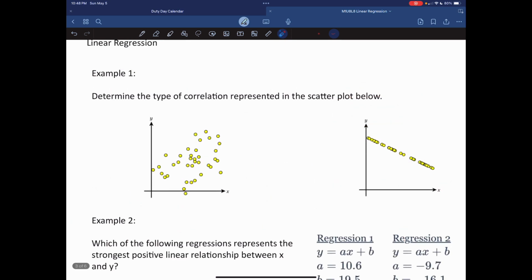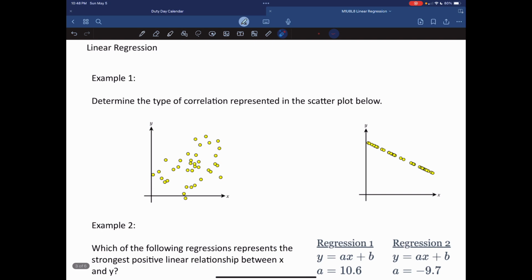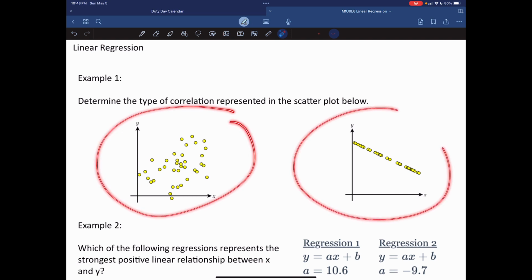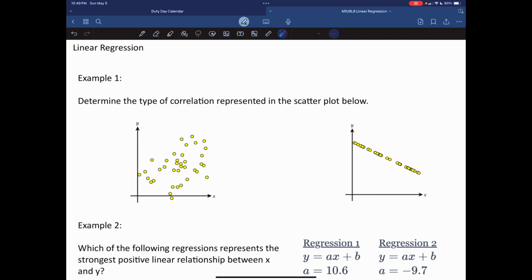Okay, so the first example in our linear regression notes is we just want to determine the type of correlation represented in the scatter plot below. And we have two of them, right? We have our first one and our second one. If you look at the first one, you notice how in general we have a pattern that's going in a positive direction, but it's pretty weak. So I would call this, and all you have to do is describe it, a weak positive correlation.